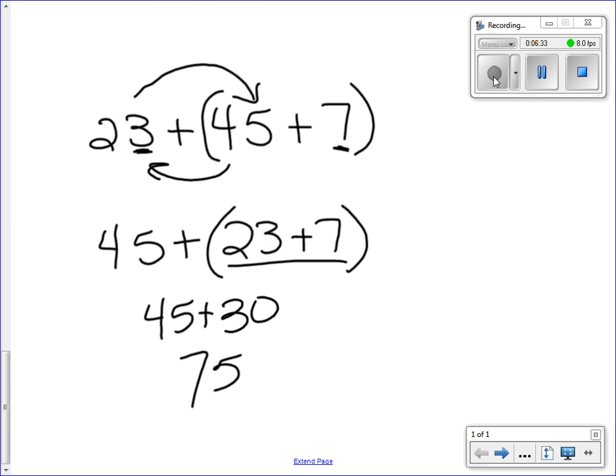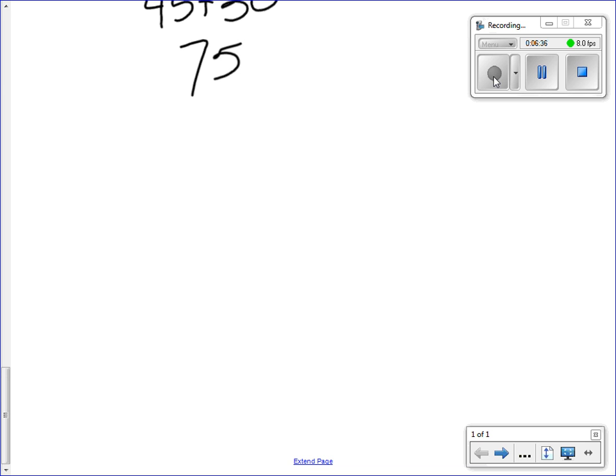An example for number 3, you had 5 times 23 times 2. I'll give you a similar type of problem. Let's do 2 times 31 times 5. Again, I'm looking for something that can make a 10 or something that I can do easily in my head. I can do the 2 and the 5 together.